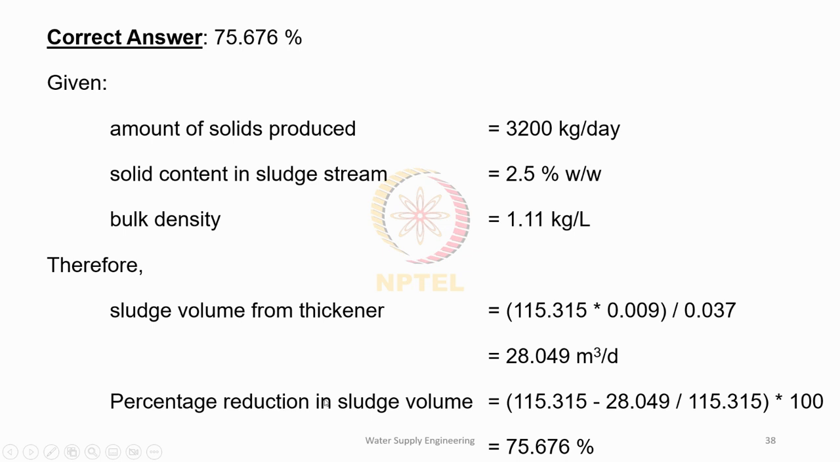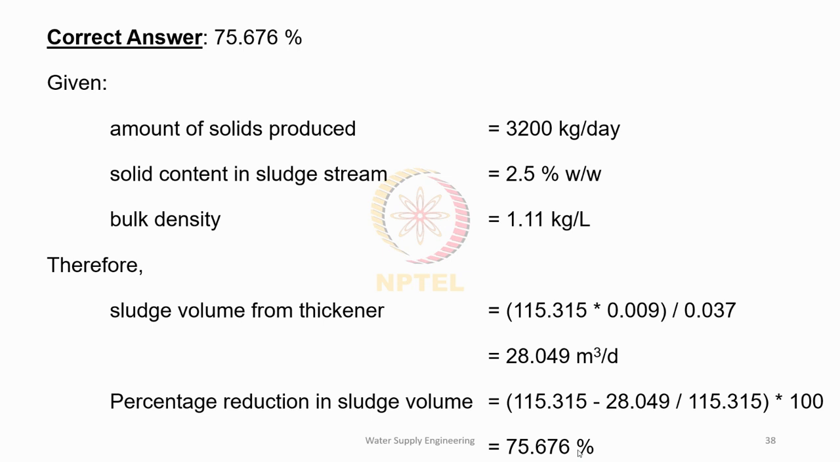So the percentage reduction is 115.315 minus 28.049 divided by 115.315 into 100, which gives you 75.676 percentage. That is the percentage reduction in sludge volume. Hope that is clear.